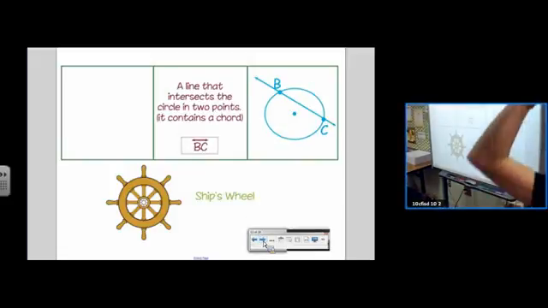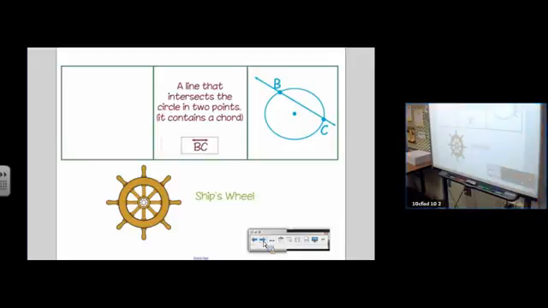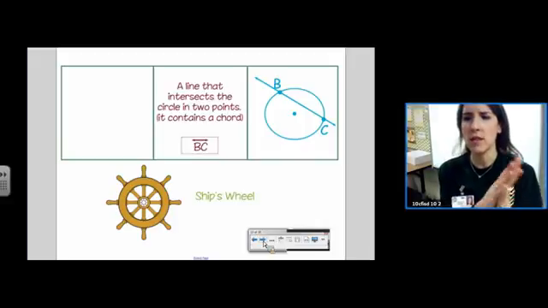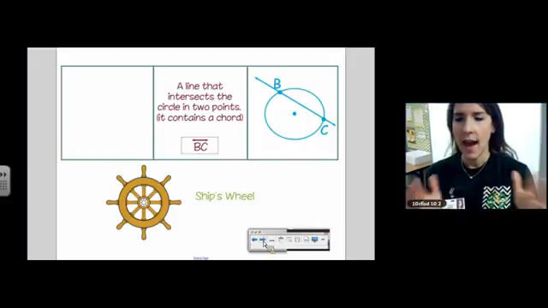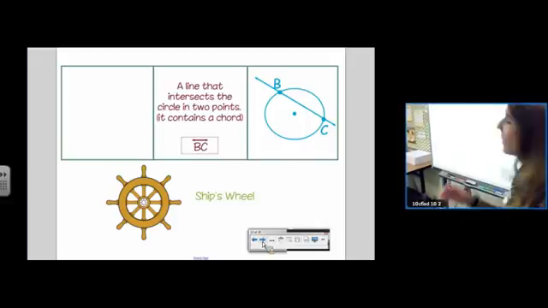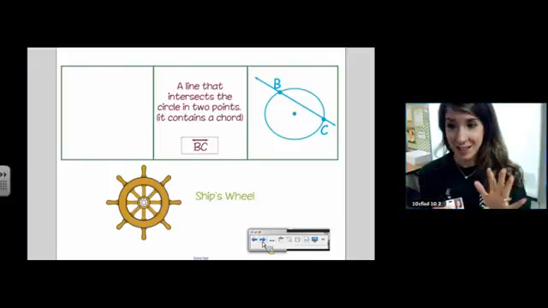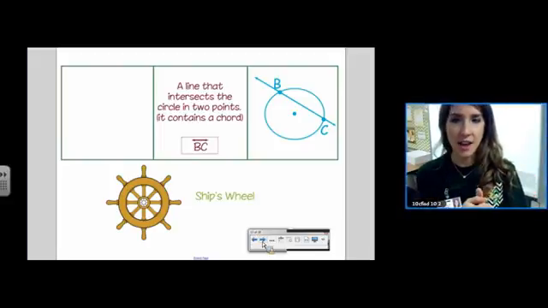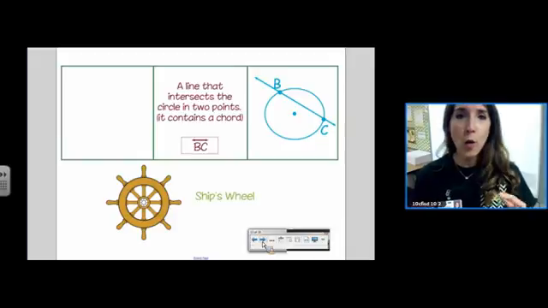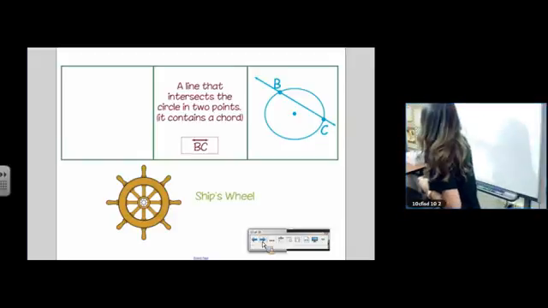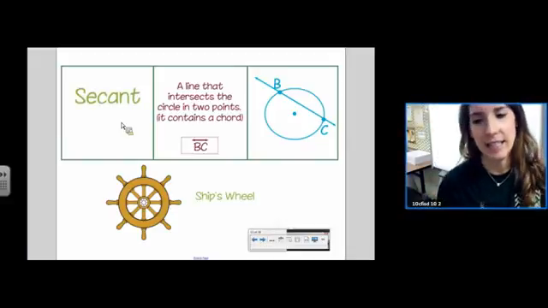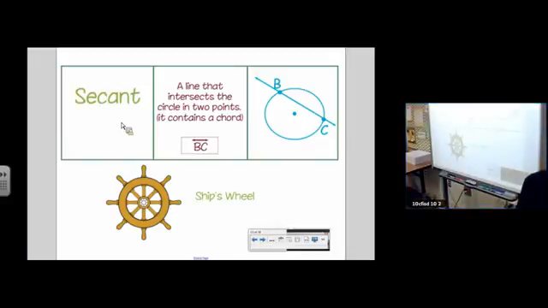A line that intersects the circle in 2 points. It contains a chord. So go back and look at your definition of chord and then look at this definition. How are these alike and different? Okay, very good. You said that the difference was a chord is a line segment and this word that we don't know yet is a line. So that's the only difference. Take a chord, put arrows on it, and you get this word. The answer is, this word is secant. Everyone practice saying that out loud. Secant.